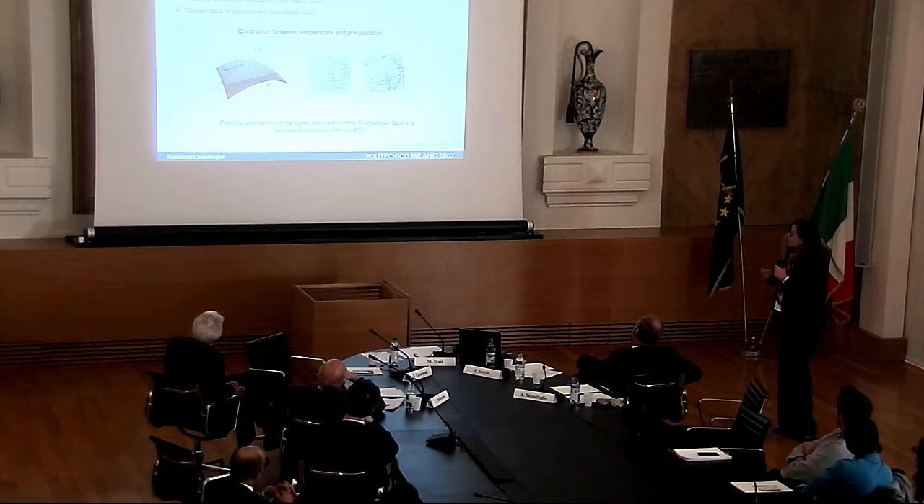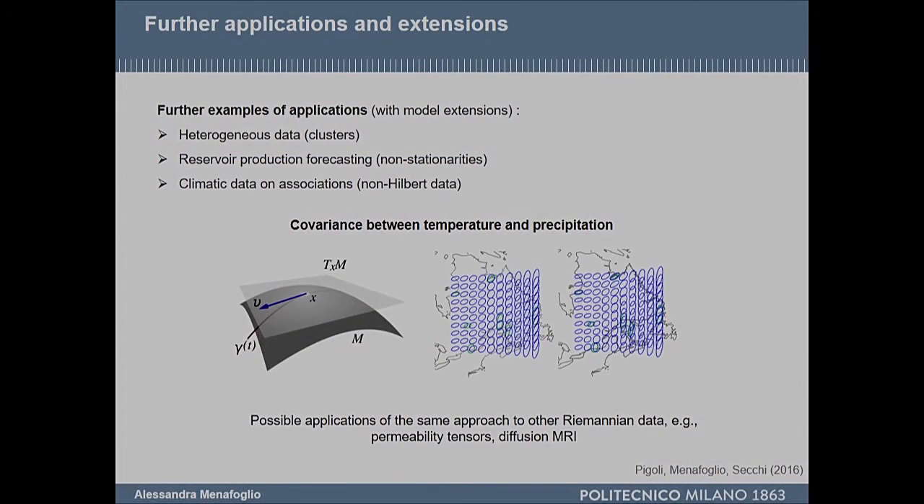Now, this kind of analysis might be useful also for other kinds of Riemannian data, like permeability tensors in anisotropic media and diffusion MRI, where we have diffusion tensors.